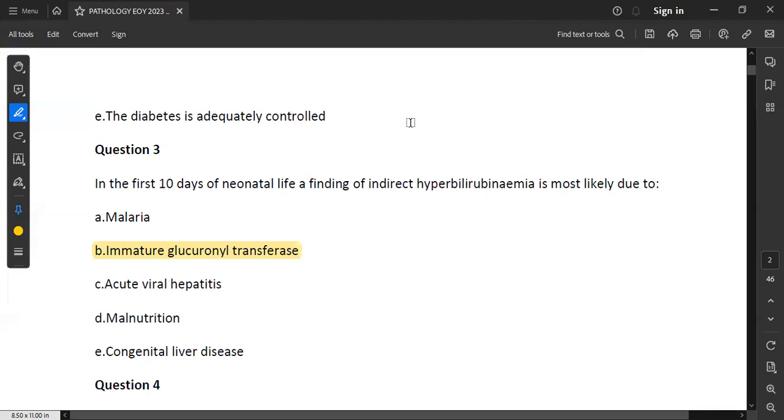And the UGT, this glucuronyl transferase, is involved in bilirubin conjugation. It conjugates the bilirubin which came from the breakdown of the red blood cells, so it can be excreted. So this baby does not have enough matured glucuronyl transferase enzyme, so they'll not conjugate, like metabolize, the bilirubin. So that's why they'll have jaundice.